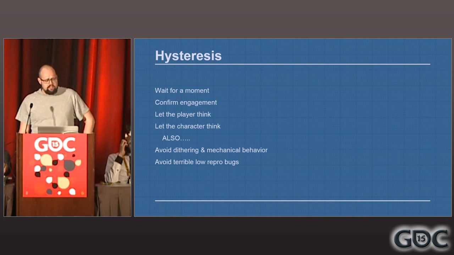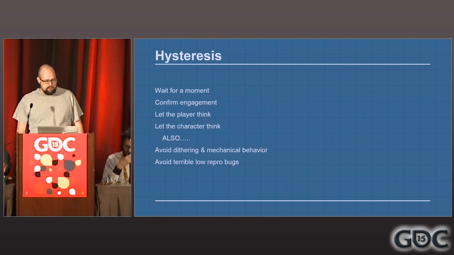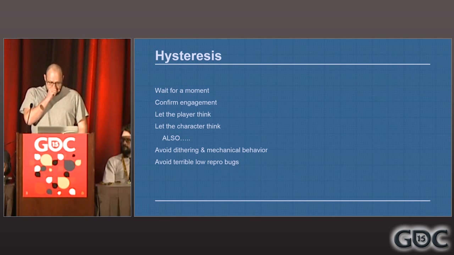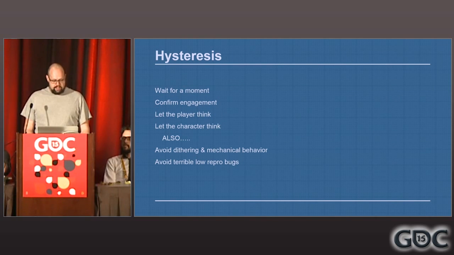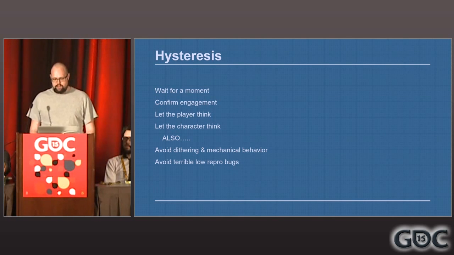So hysteresis, I think, is a good overall tool in that it allows you to do things like wait for a moment, confirm engagement, let the player think, let the character think, and also avoid mechanical issues like dithering and really obvious mechanical bugs and low repro bugs that are hard to track down.